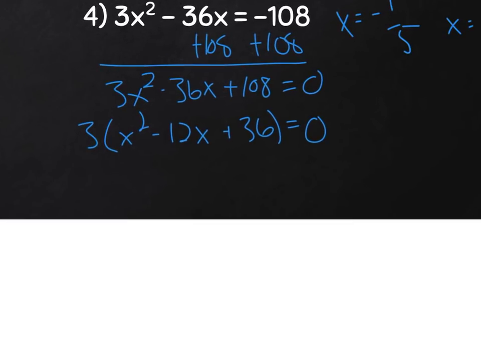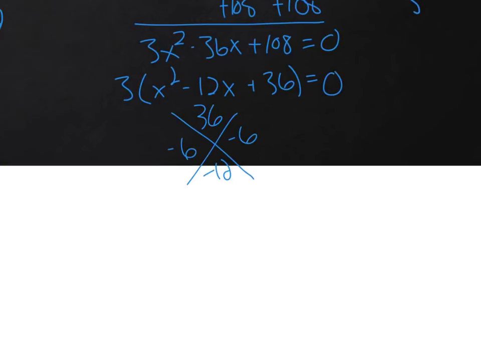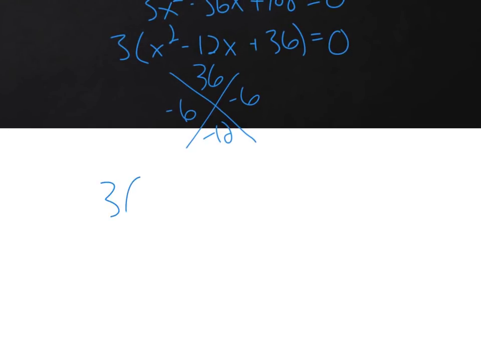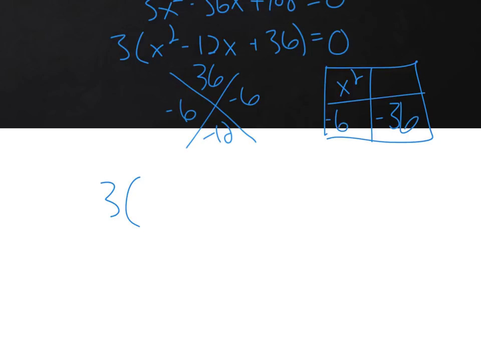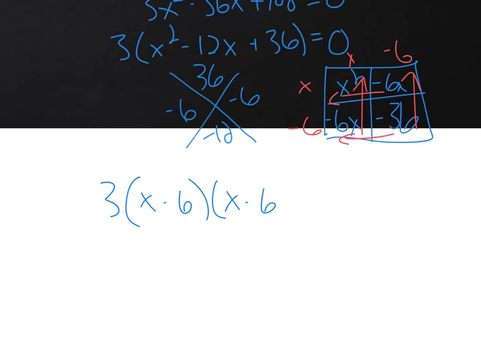Alright, so as we look at this here, we're going to factor what's inside now, and so I get 36 on top, negative 12 on bottom. That gives me negative 6 and negative 6, which then means my factors for this are now 3. Oh, let's do the box first. Let's go x squared, negative 36, negative 6x, negative 6x. Pull our GCFs out. We get negative 6, we get x, and negative 6. So x minus 6 and x minus 6 equals 0.